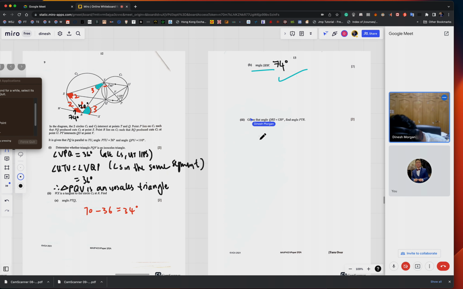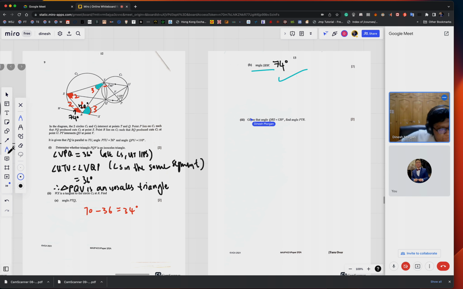Well, how do I find PTR? For BTR, BTR is PTR. So okay, you have this 70, right? Oh wait, we do, because, no, we just got this 110, right? Yeah, you just minus it. PTR is the... let me use a different color.